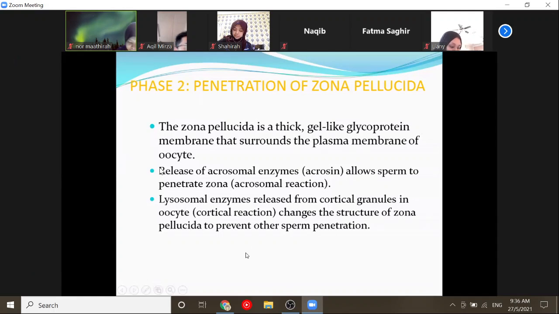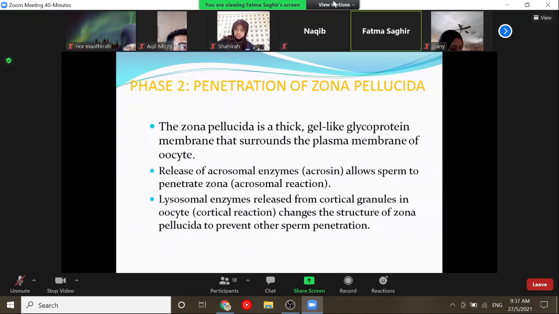So release of enzymes. Do you know the names of the enzymes? Acrosomal enzyme. Acrosomal enzyme, yes. But they have names. Acrosin. Okay. So those enzymes also will help in. So at the zona pellucida, once the first sperm binds with the receptor, there will be a cortical reaction. Cortical reaction means what?